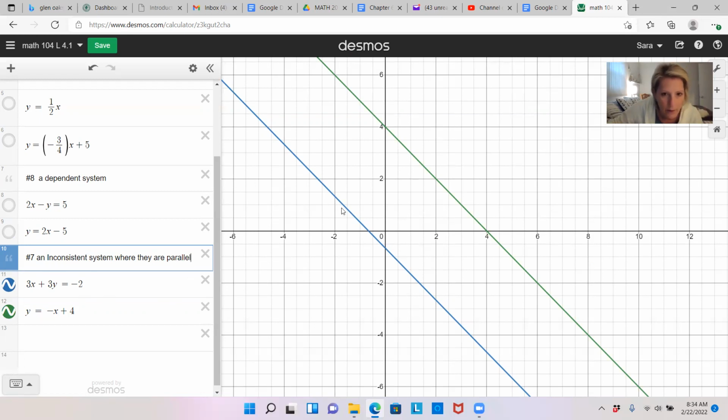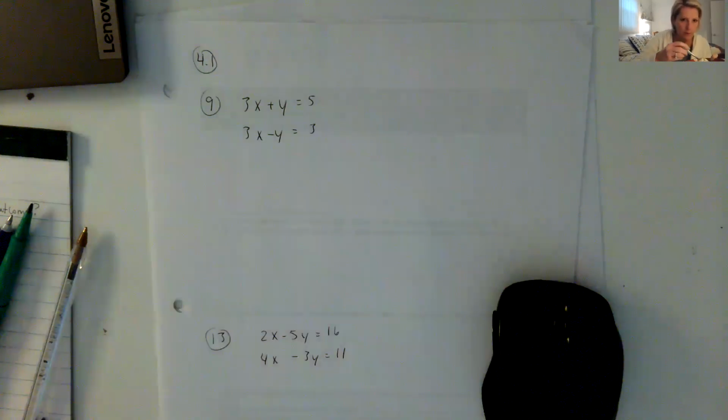Even though the blue line is not in the form y equals mx plus b, we can tell its slope is a negative 1 because we can visually see that they're parallel and we know the slope of the green line. So that's pretty cool. Let's look at a couple in the book where we're going to use our actual algebra solving strategies. The first one I'd like to look at is number 9, if you can turn there in your book. We have this equation, 3x plus y equals 5, and the other equation is 3x minus y equals 3.